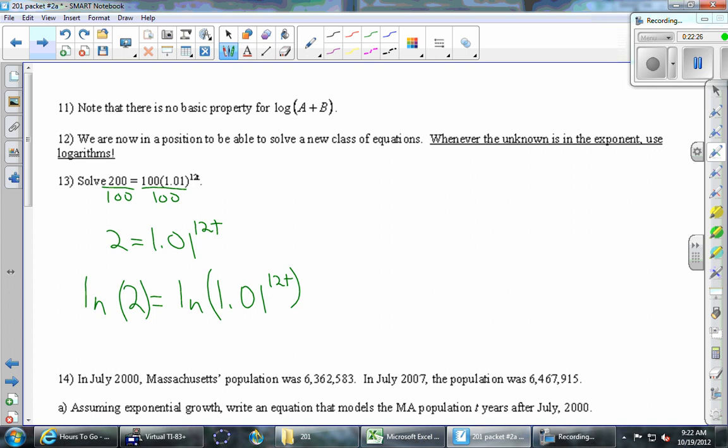Okay, and so ln of 2 is a number. Let's hold off on typing it in for just a moment. What can I do on the right-hand side? I can bring that exponent down. That's the important property for us. So if you have a power inside of a log, you can bring it right down in the front. So this is ln of 2, which is just some number, equals, and then down in the front, what do we put? 12t, ln of 1.01. I'll put a times symbol after the t just so we're really clear it's multiplication.